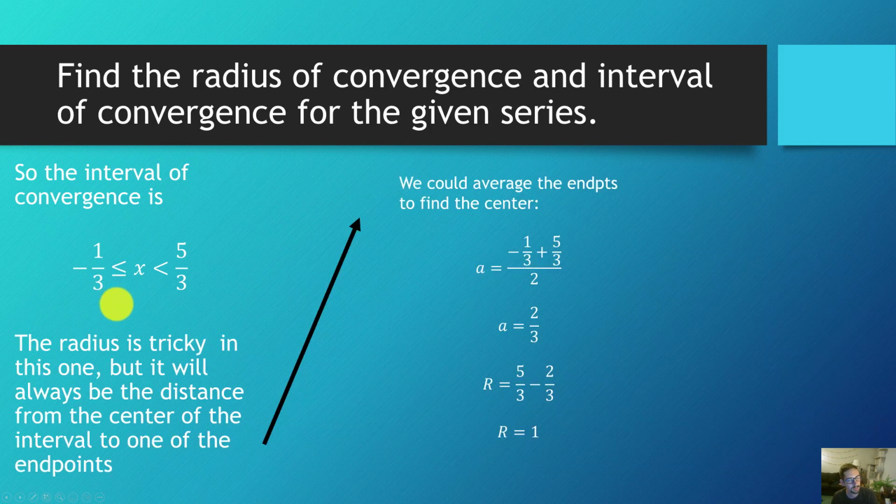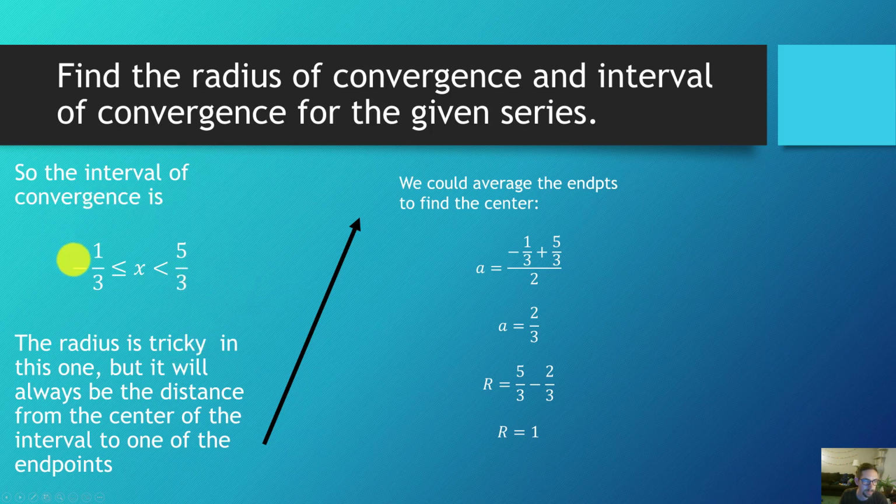Okay. We still have to figure out what the radius is, and it's a little bit tricky in this one because we have some not super nice fractions. But the radius of convergence is defined as the distance between the center and one of your endpoints. So if we know what the center is, we can just use one of our endpoints and subtract to figure out what the radius is.